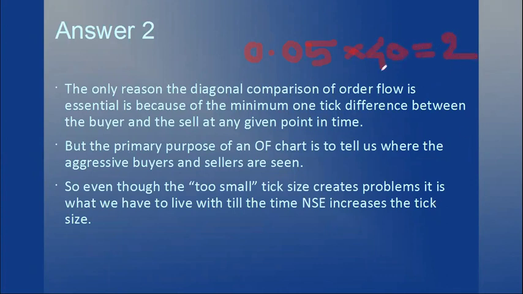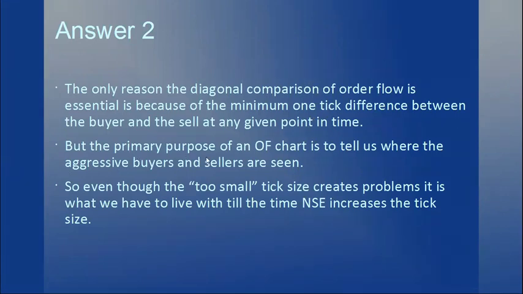So that is the reason why I use 40, because I am comfortable with this 2-point cell size or TPO size. If you are not comfortable with 2, you can multiply by 20 and then you will get a 1 here. If you multiply it by 80, you will get a 4 here. So it depends on your comfort level. There is no set rule for this. You can use whatever suits your style.